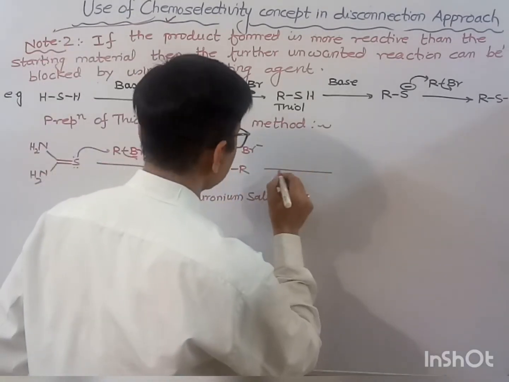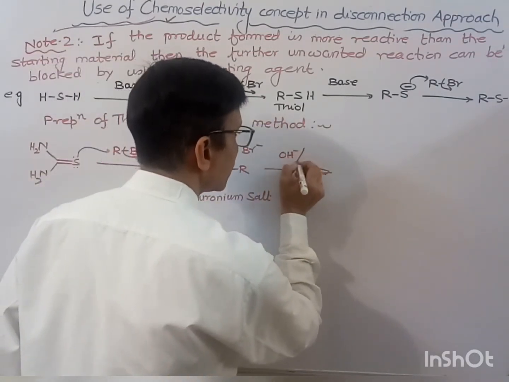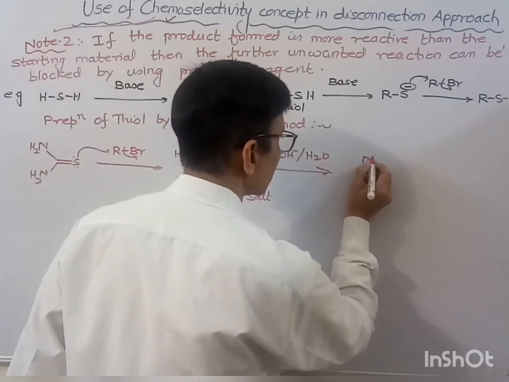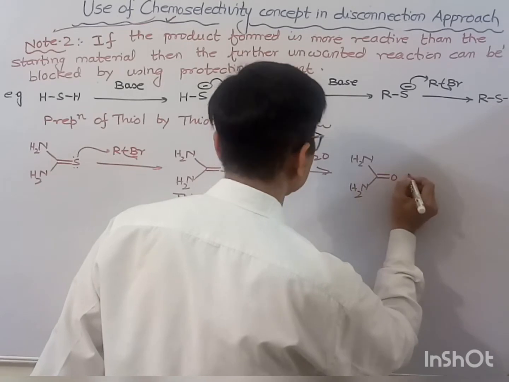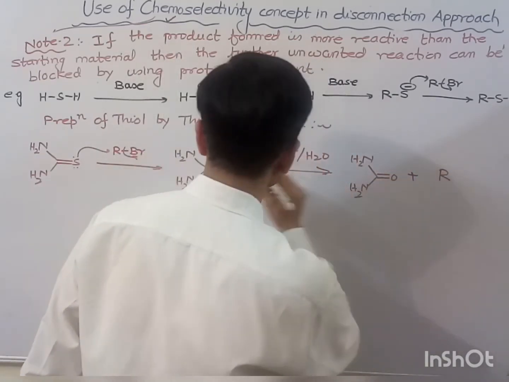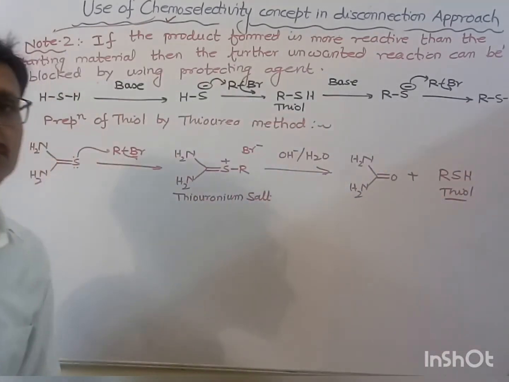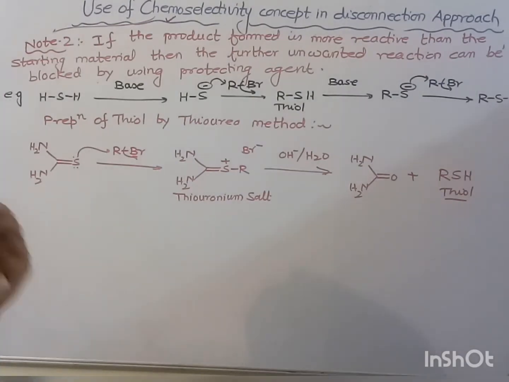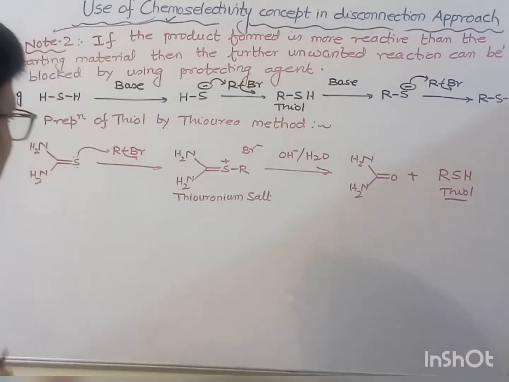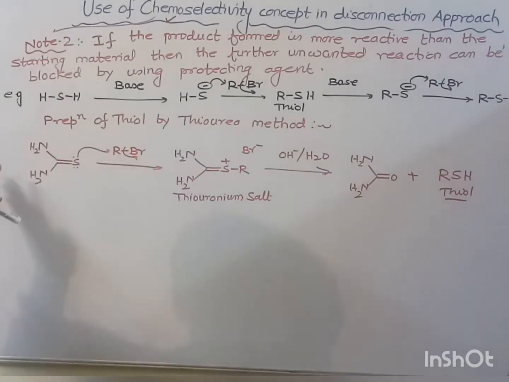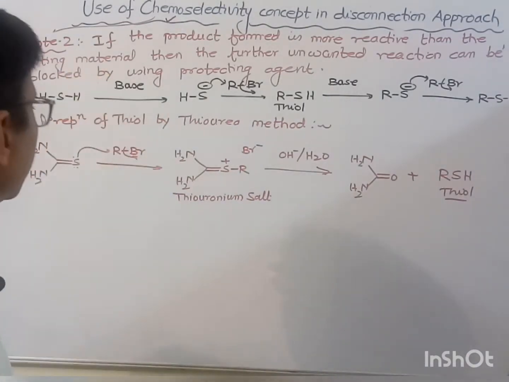Now this can be hydrolyzed. Basic hydrolysis can be done, and we will get urea plus this RSH. Now we can get the thiol in this way. So this is one of the methods by which we can get the thiol, the thiourea method. Let's see the use of this one in an example.